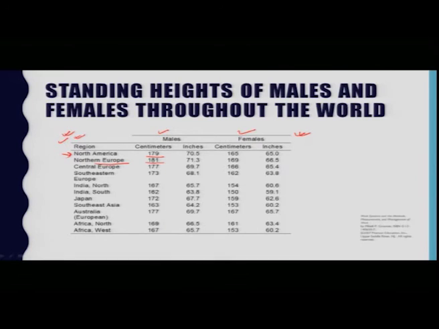These data are usually published not only to list mean values, but also to reveal the dispersion and the distribution. So, Central Europe is 177 and Southeastern is 173, Indian North is 167, and 162 for the southern part of India mostly. So, this is the data. You can see the difference between the standing heights of male and female throughout the world.